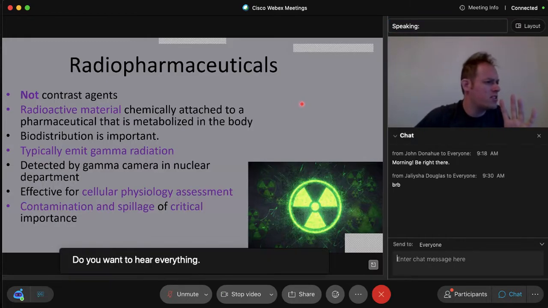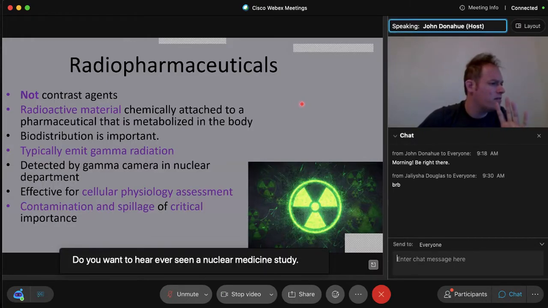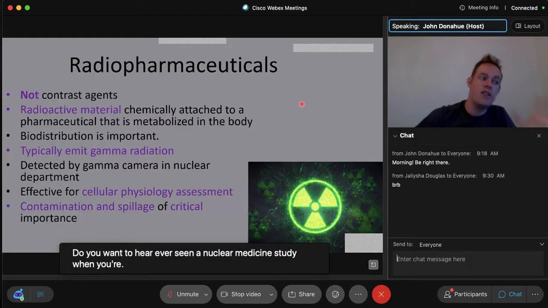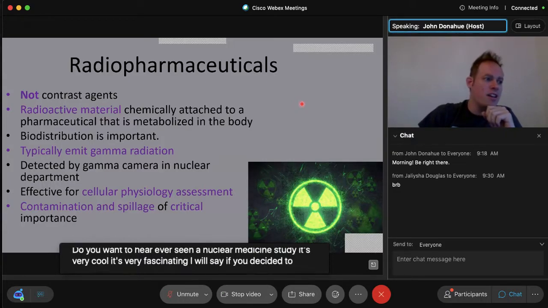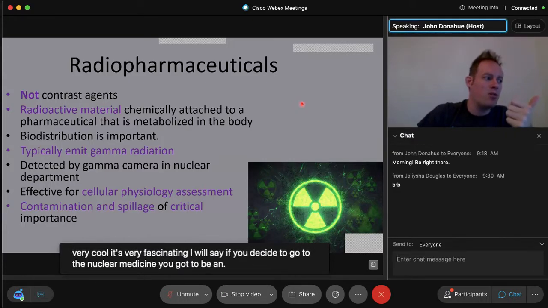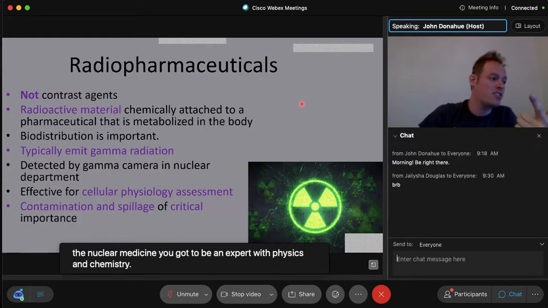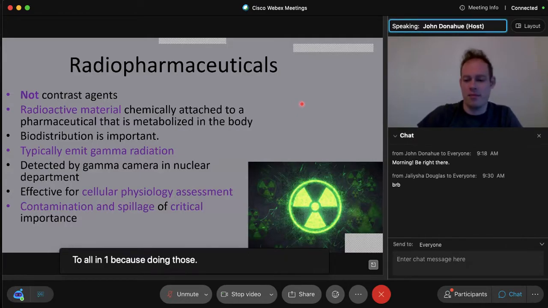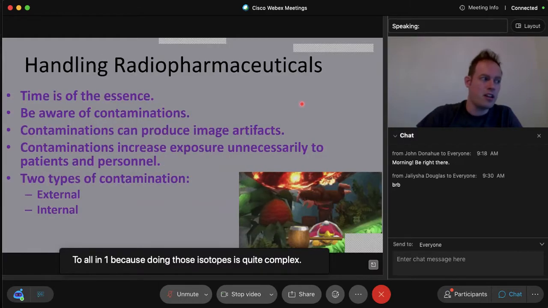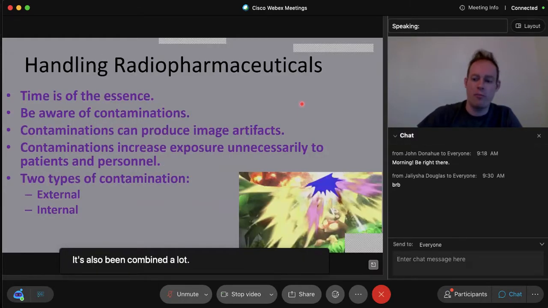Anyone here ever seen a nuclear medicine study? Anyone here? It's very cool. It's very fascinating. I will say, if you decide to go into nuclear medicine, you've got to be an expert with physics and chemistry. You're going to become a physicist and a chemist all in one, because doing those isotopes is quite complex. It's also been combined a lot with CT, what we call PET-CT.